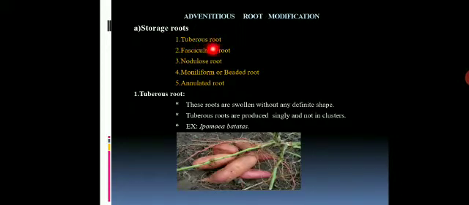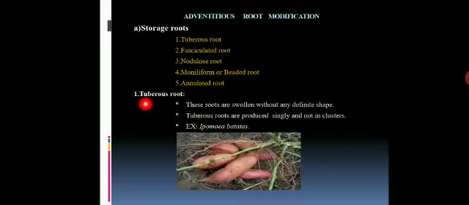Tuberous root, next one is fasciculated root, next one is nodulous root, next one is moniliform or beaded root. Moniliform is otherwise called beaded root. The last one is called annulated root. Next, we want to study about the tuberous root.